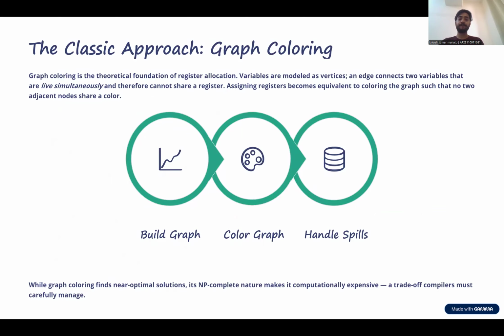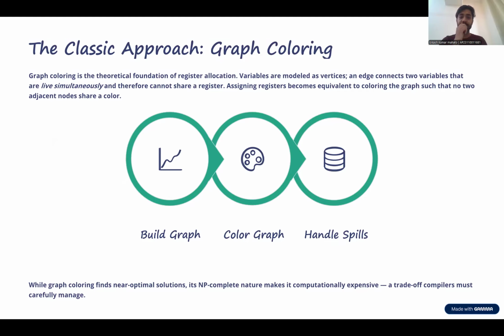Next is graph coloring. One of the classic methods of register allocation is graph coloring. In this method, variables are shown as nodes in a graph. If two variables are active at the same time, they are connected, and the compiler assigns different registers to connected variables. This gives near optimal results, but it is complex and takes more compilation time.